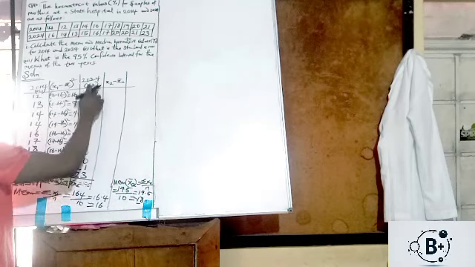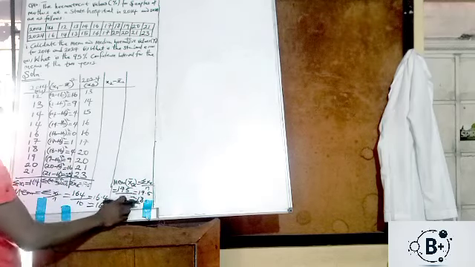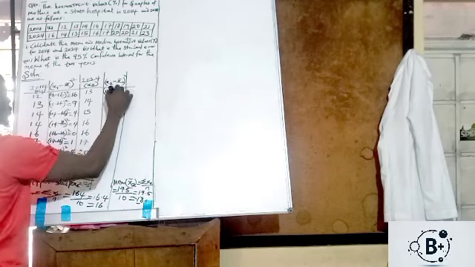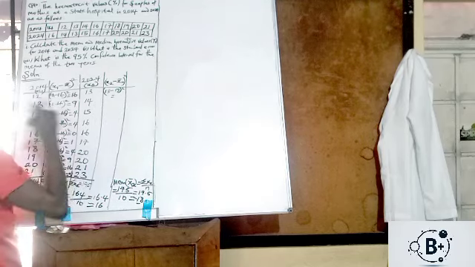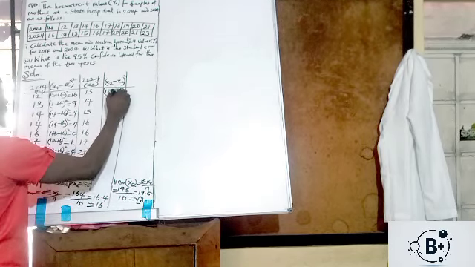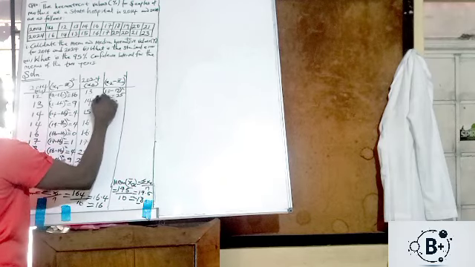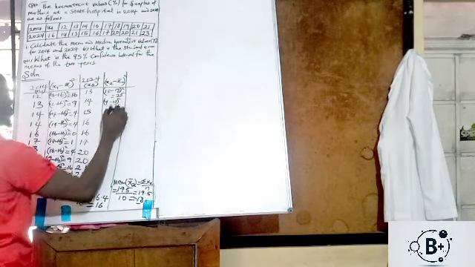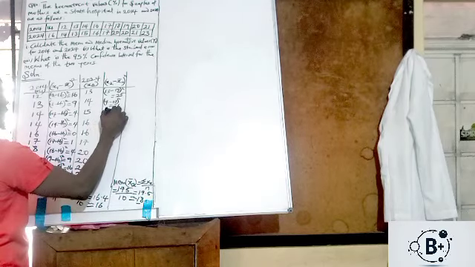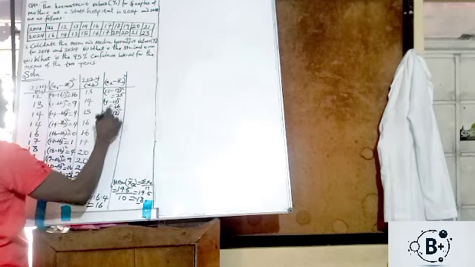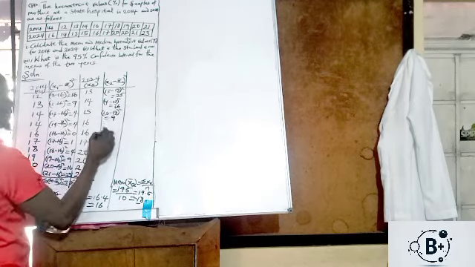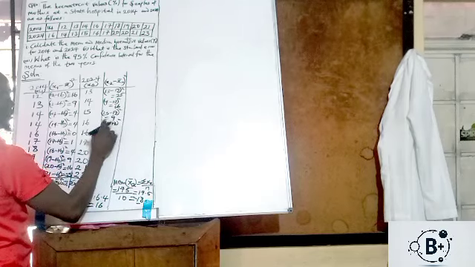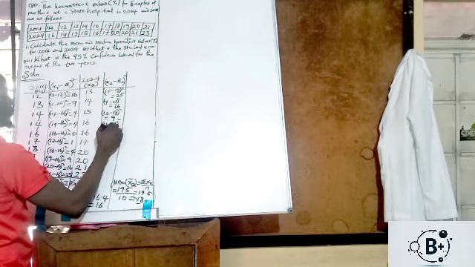So we say 13 minus the mean of that year, which is 18, squared. 13 minus 18 is minus 5, and minus 5 squared is 25. We do the same thing: 14 minus 18 squared gives minus 4, and minus 4 squared is 16. 15 minus 18 squared gives minus 3, and minus 3 squared is 9. The next one is 16 minus 18 squared, which gives minus 2, and minus 2 squared is 4.